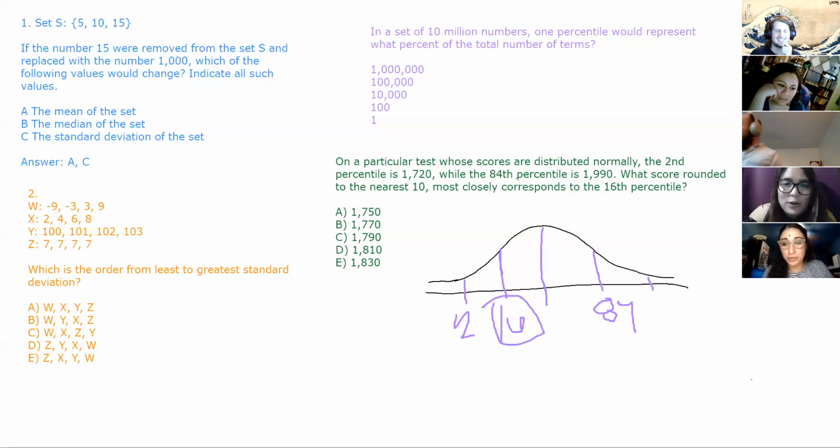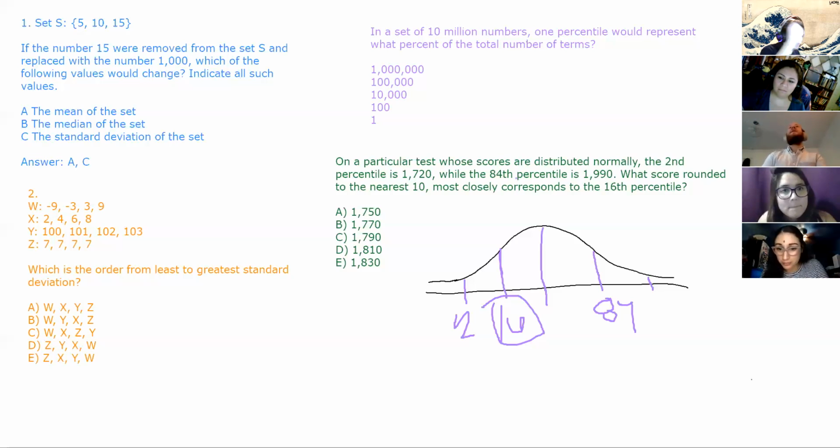Well, honestly, I'm trying to look for one deviation away from the mean. Anybody else? Can you explain what you mean by that? What one deviation away? You know how deviation is how far away you are from the mean? So if I'm looking for this one, I'm one deviation away. But then I don't know what to do with that.